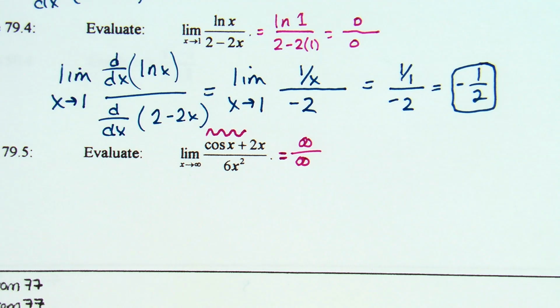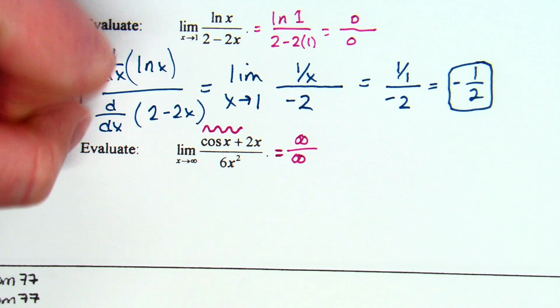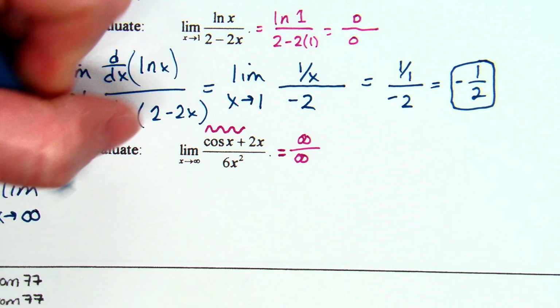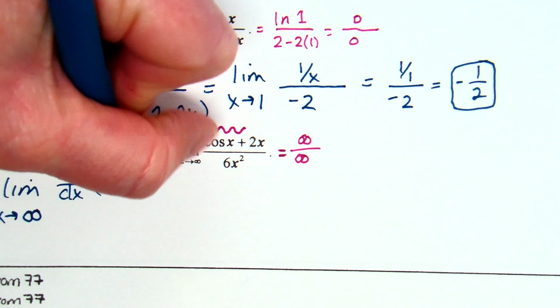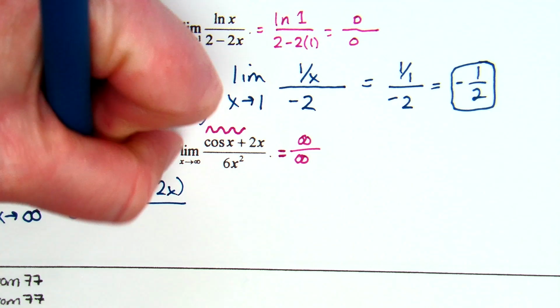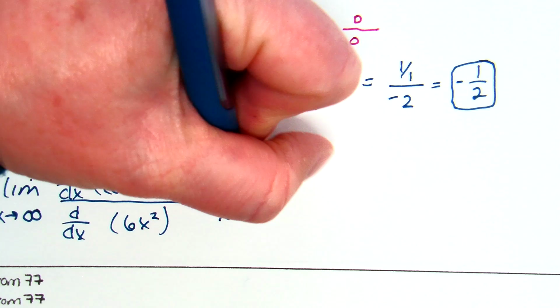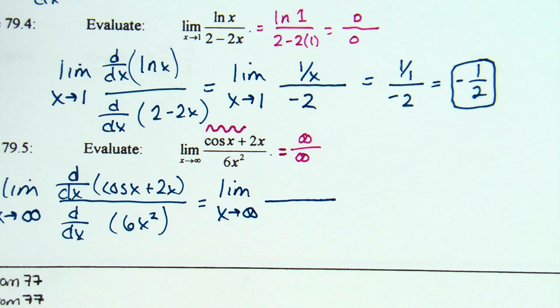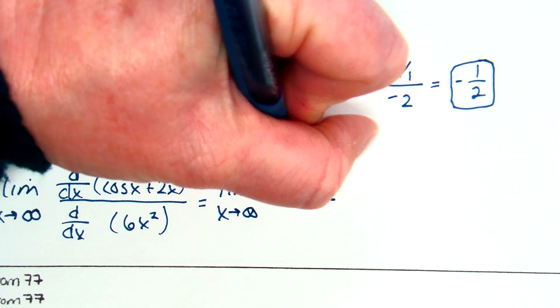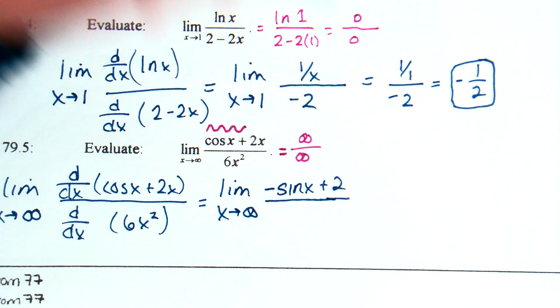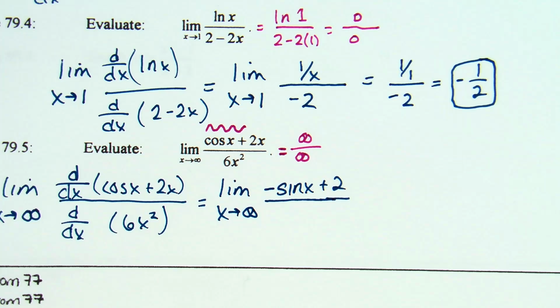Okay, so we have an indeterminate form. This time it's infinity over infinity. L'Hopital's rule still applies the same. The limit as x approaches infinity, and we're going to do the derivative of cosine x plus 2x over the derivative of 6x squared. So still the limit as x approaches infinity. What's the derivative of cosine x plus 2x? Negative sine x plus 2.